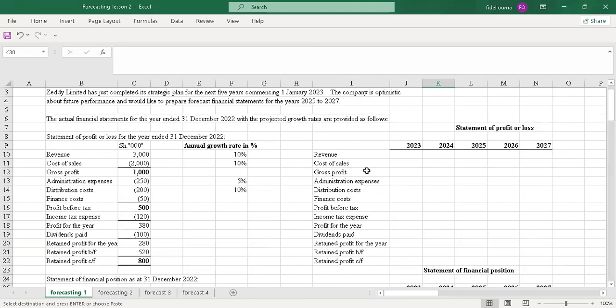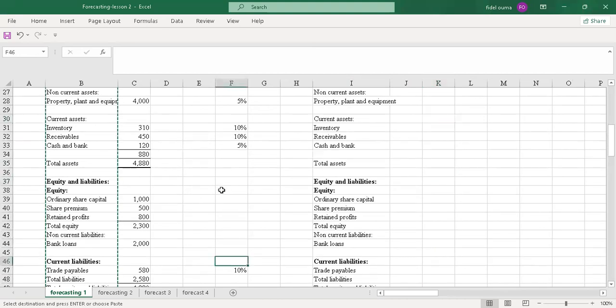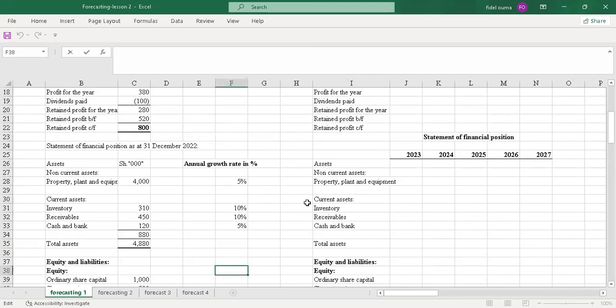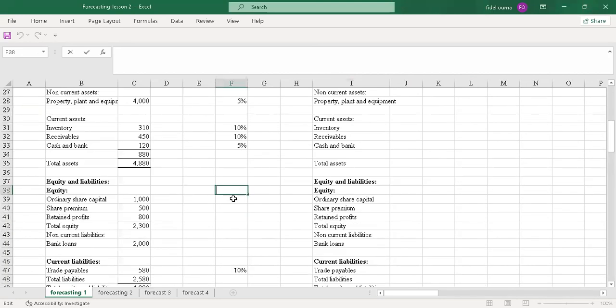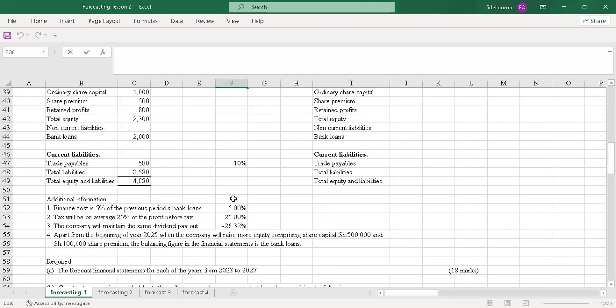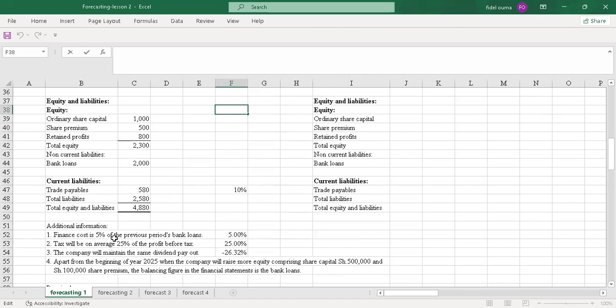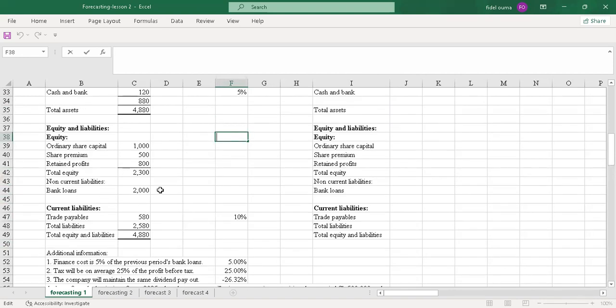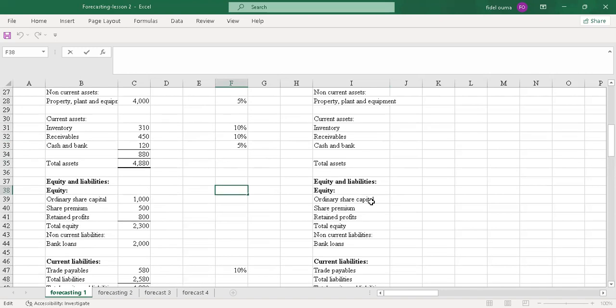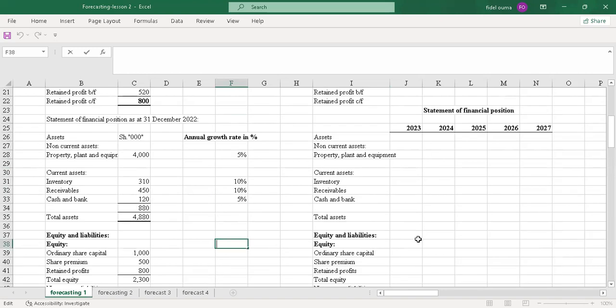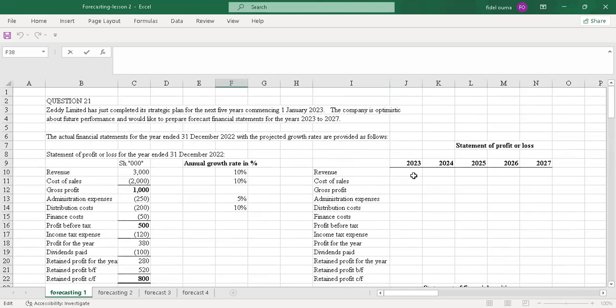Yeah. So I'll start. And even as I start, I'll take into consideration the additional information. Yeah. So I'll start with the revenue. As I do this, here we are told that the finance cost is 5% of the previous period bank loans. So there are instances I have to get the previous bank loan, and bank loan I can only get it here. Yeah, so I'll do for the first year, then we do the adjustments as we continue. So I'll start with the revenue for 2023.